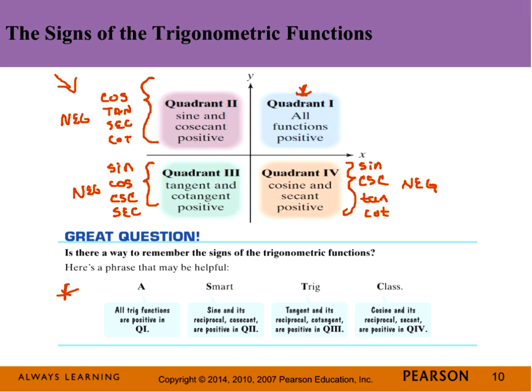But, you know, you may find this little mnemonic device at the bottom helpful. A smart trig class. So A in quadrant 1, all signs are positive. Quadrant 2, S, sine and its reciprocal cosecant are positive. T, tangent and cotangent are positive, and C, cosine and secant. I don't know, it may be useful for you. If I had heard that, I might have used it when I was a student, but I just ended up memorizing stuff.